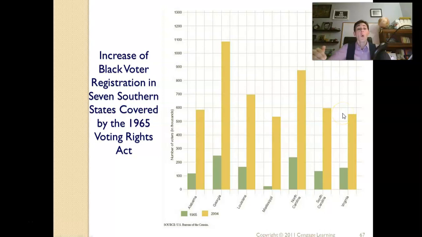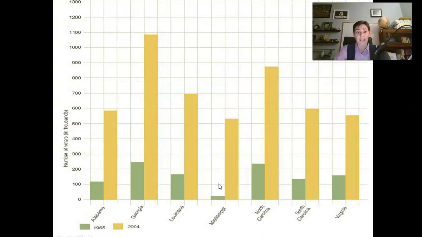All right, so what was the impact of these items of legislation? Well, in particular, let's take a look at the Voting Rights Act, right? So we have a massive increase in black voter registration. Once the Civil Rights Act was passed and began to be enforced, we have massive improvement in black voter registration.